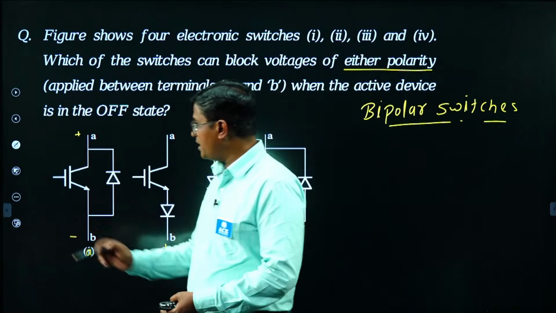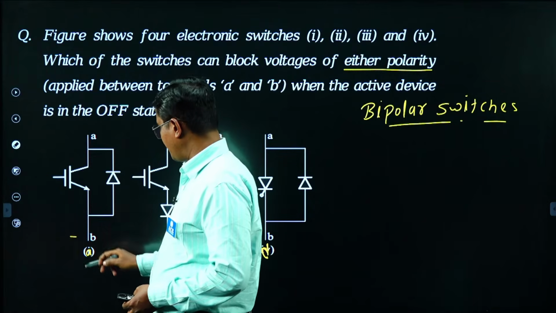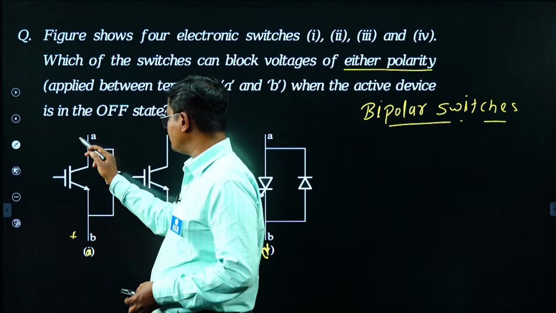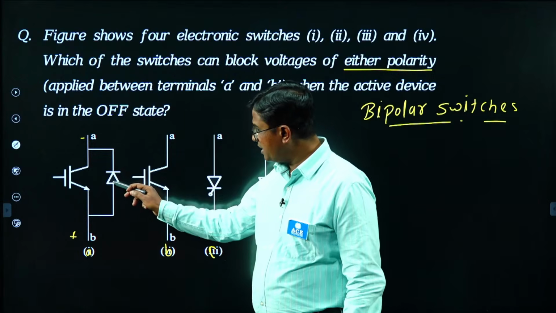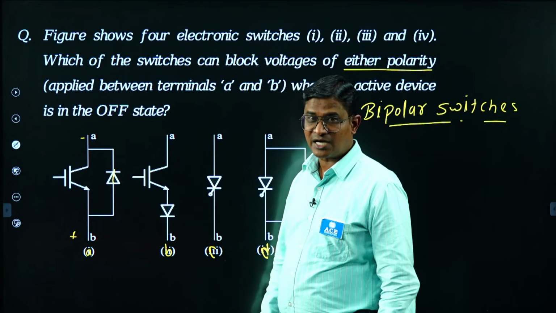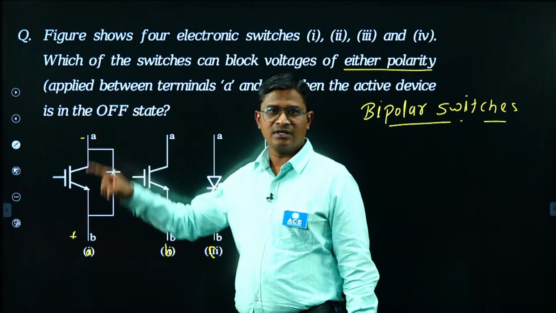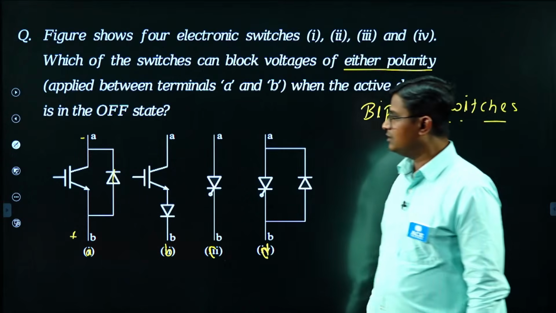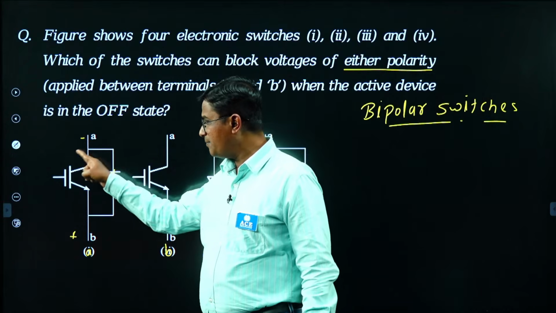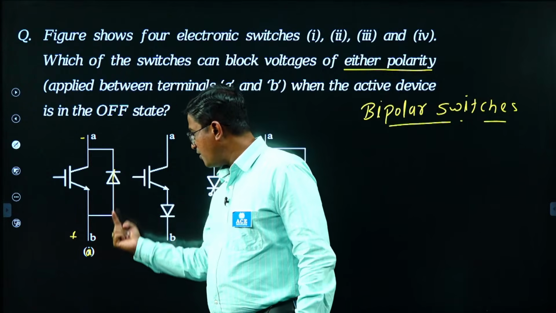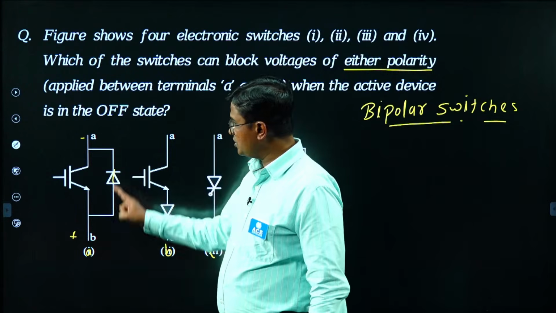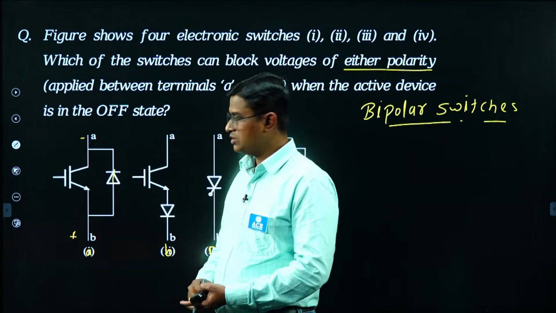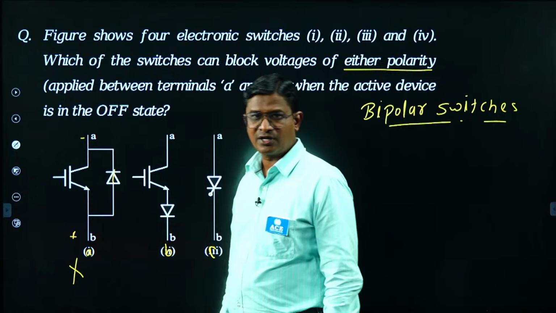But what will happen if I maintain the reverse voltage? Suppose here it is plus and here it is minus. Then this diode will immediately start conduction, and current will flow. Current flowing means your switch is unable to block the applied reverse voltage. So when I apply reverse voltage, independent of the status of the IGBT, this diode will immediately start conduction. So this switch is only a unipolar switch. It cannot block a reverse voltage, so it is not fulfilling our requirement.